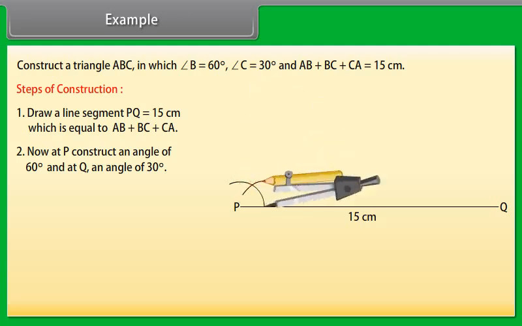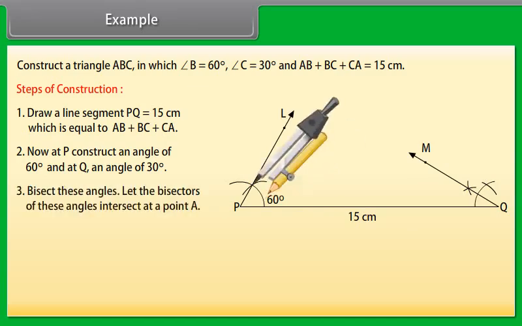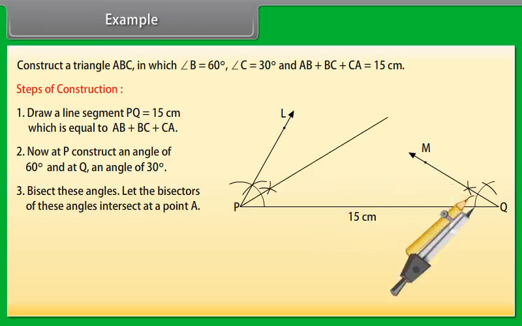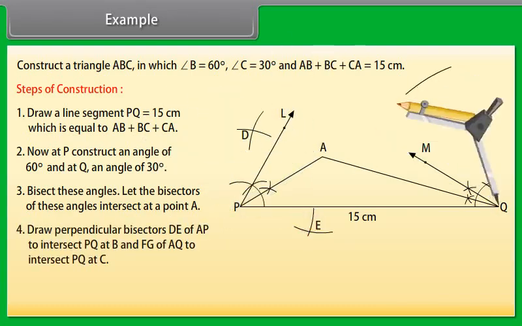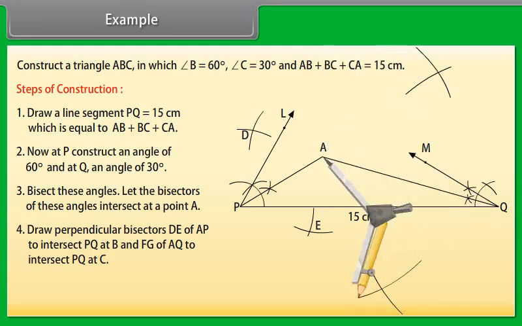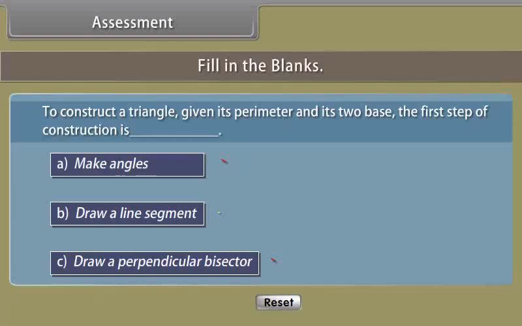Now at P construct an angle of 60 degrees and at Q an angle of 30 degrees. Bisect these angles. Let the bisectors of these angles intersect at a point A. Now draw perpendicular bisectors DE and FG to intersect PQ at B and C. Join AB and AC. Then ABC is the required triangle.